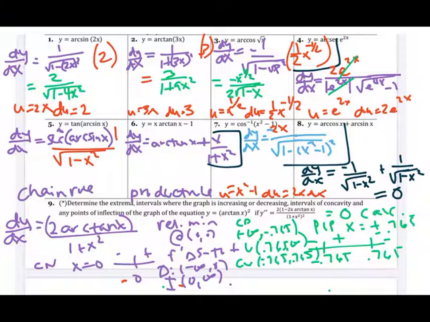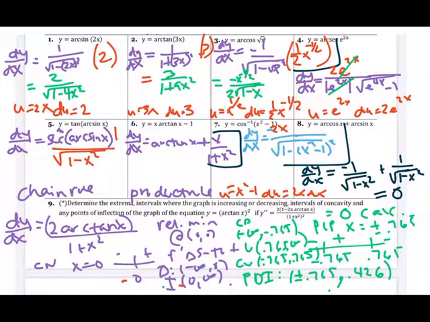Which means we have points of inflection at plus or minus 0.765, comma 0.426, because the second derivative is changing sign. So I didn't justify everything very well here. I was very much out of space.